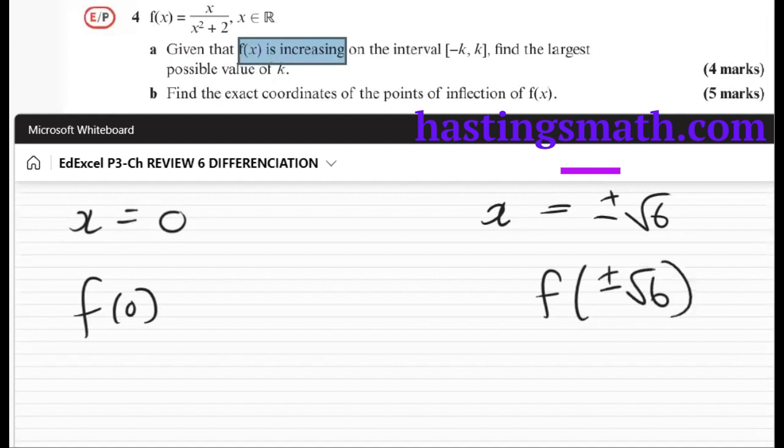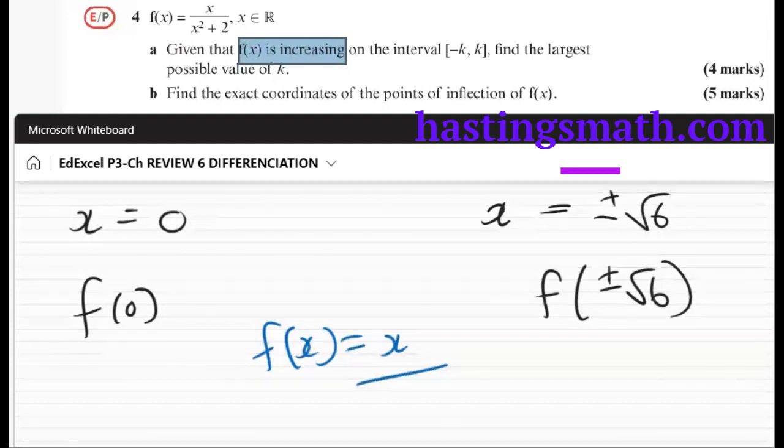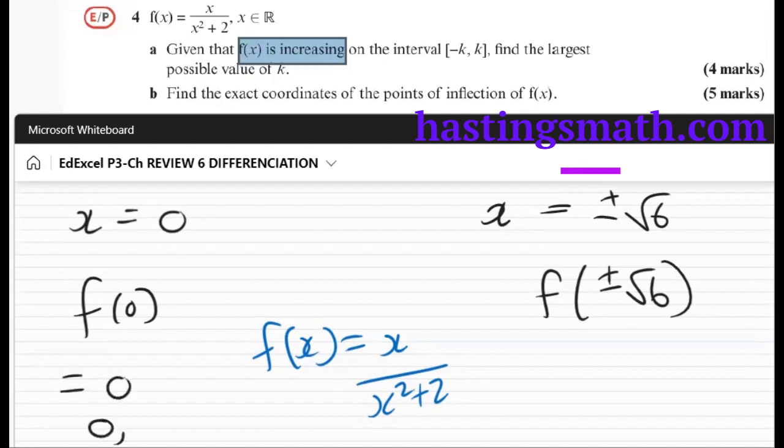I'm just going by the mark scheme. When we did f of 0, so you sub in our original f of x, just to tell you what I'm doing. Our original f of x was x over x squared plus 2. Okay, so if you put 0, this is just going to be 0 over 2. So it's just going to be 0. So this one is 0, 0.